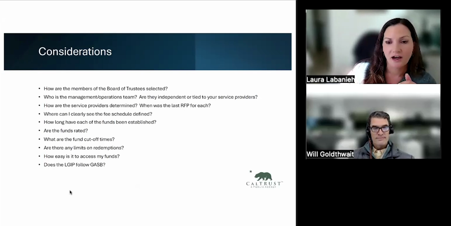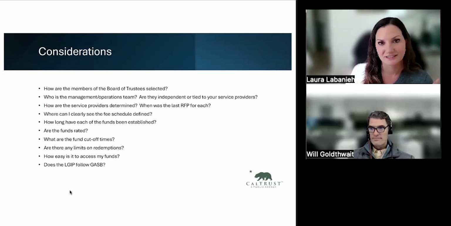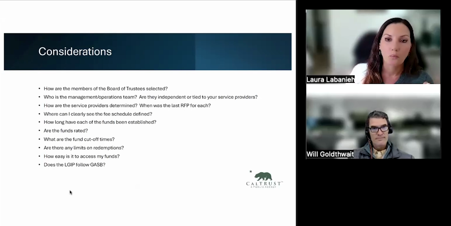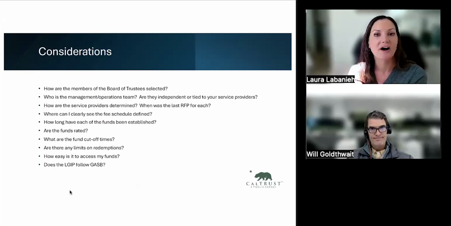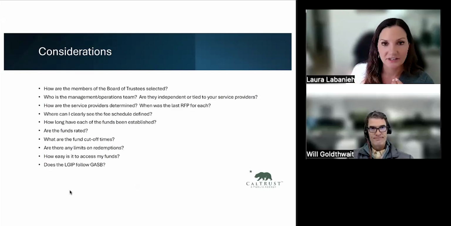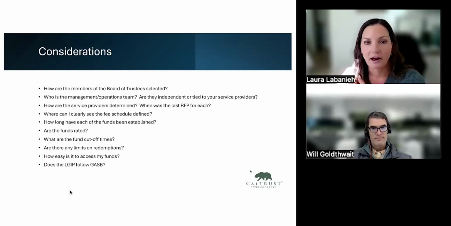And then fees, right? You look at service providers, they charge fees, funds charge fees. And so that's another really important key question: where can I clearly see the fee schedule defined? Am I going to know exactly what fees are being charged to the fund? And I think that's another key thing. For example, in CalTrust, it's at the end of our information statement. You see every fee broken down for each fund, and you know exactly what that's going to look like.